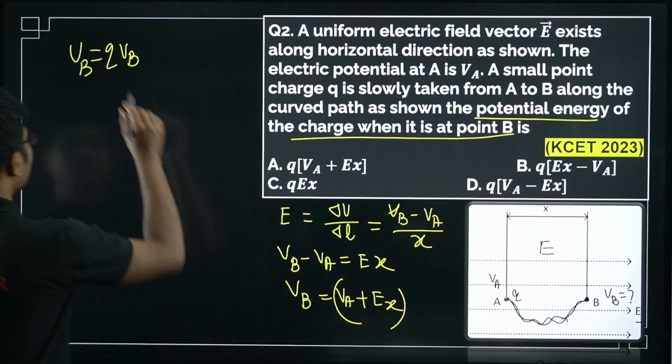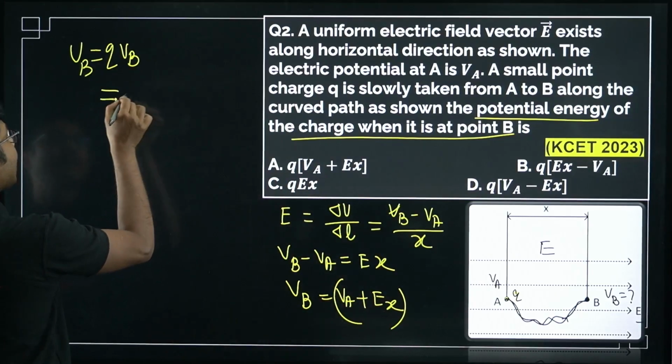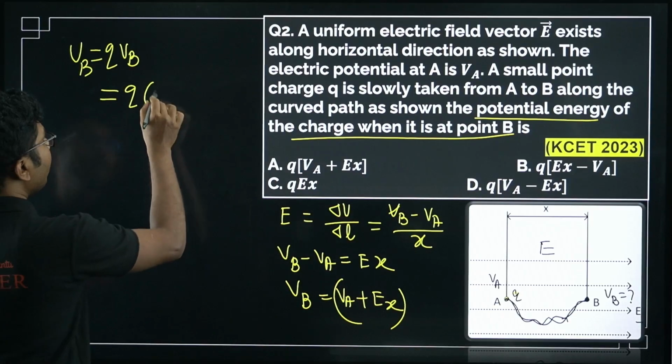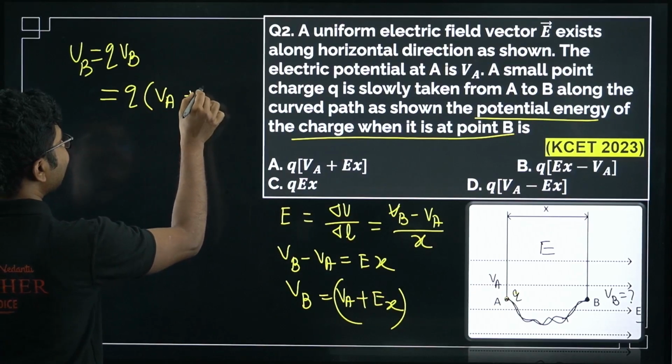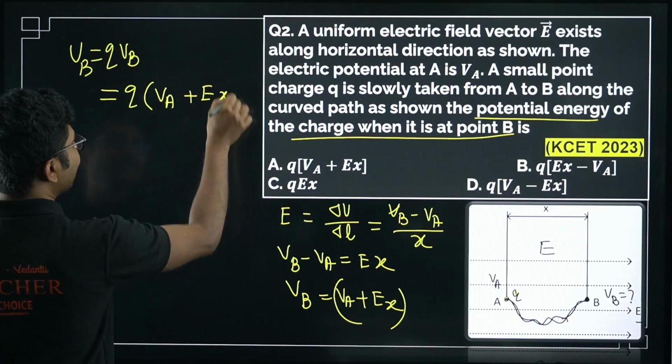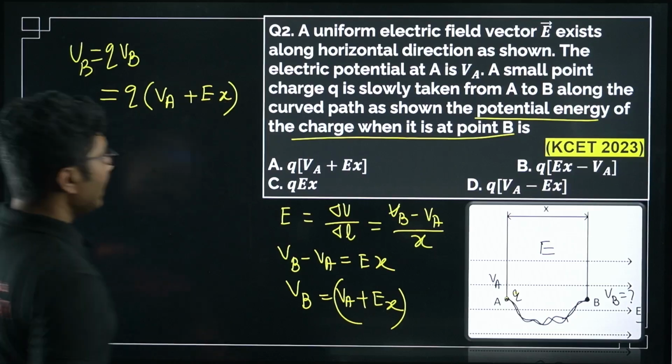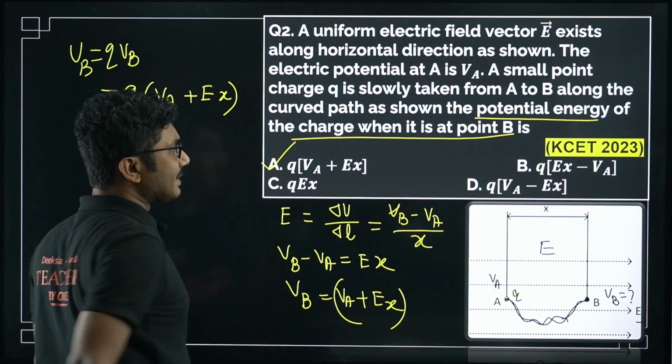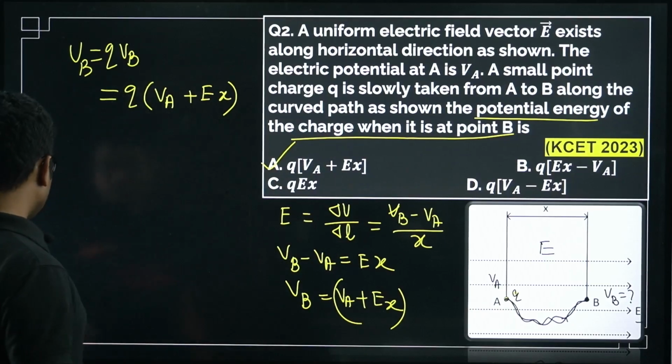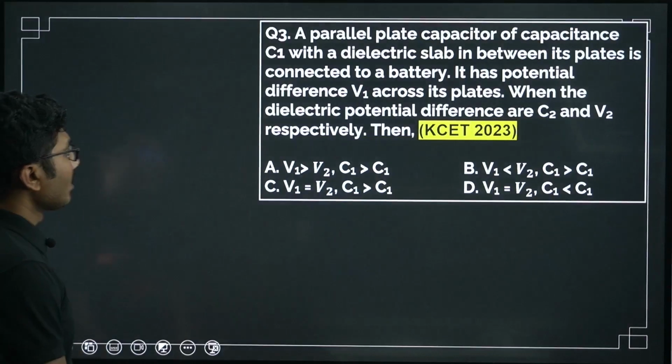So the potential energy of the charge at point B is Q into (VA plus E into X). So option A is correct. Right now, let's move on to the next question.